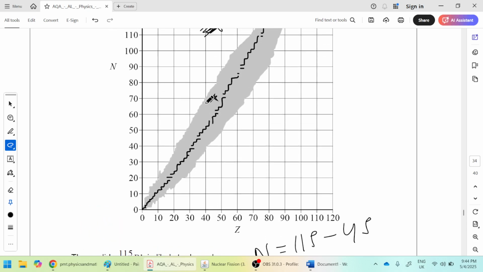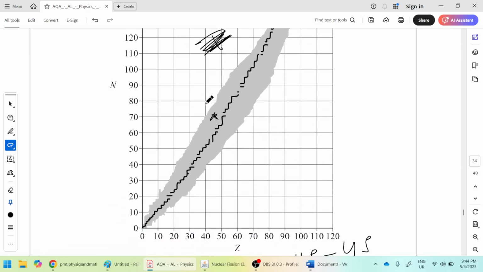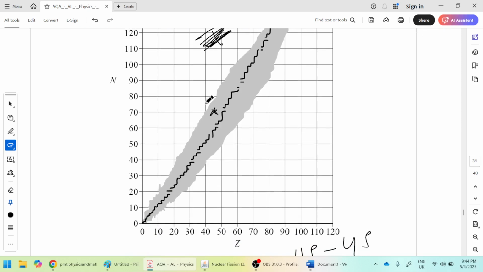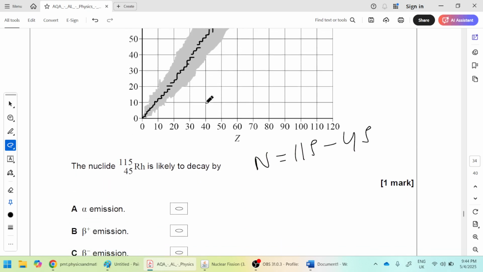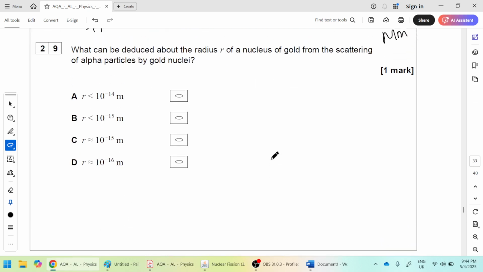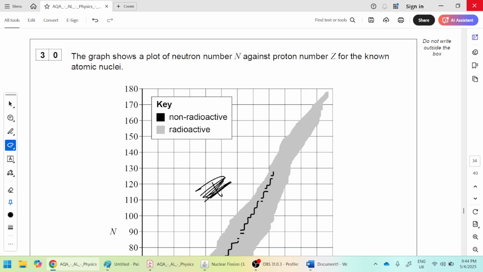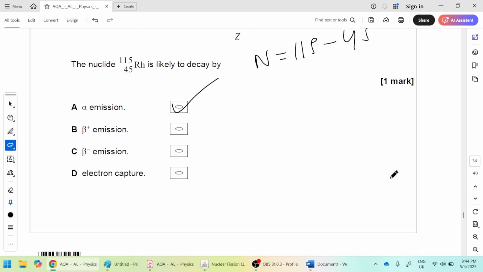Likely to decay by, it has too many neutrons. Too many neutrons, likely to decay by, guessing, alpha. But confirming with the mark scheme, this is question number C. Wrong. There must be some logic to this.